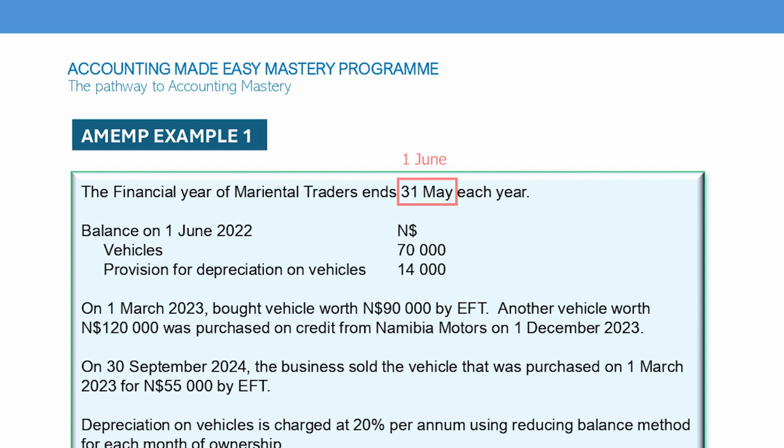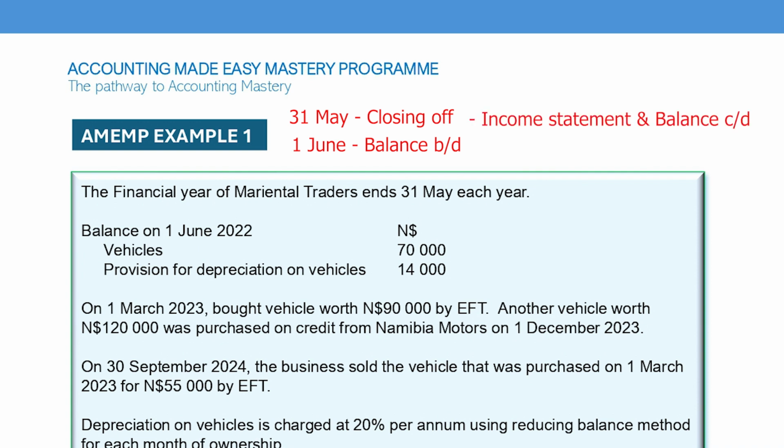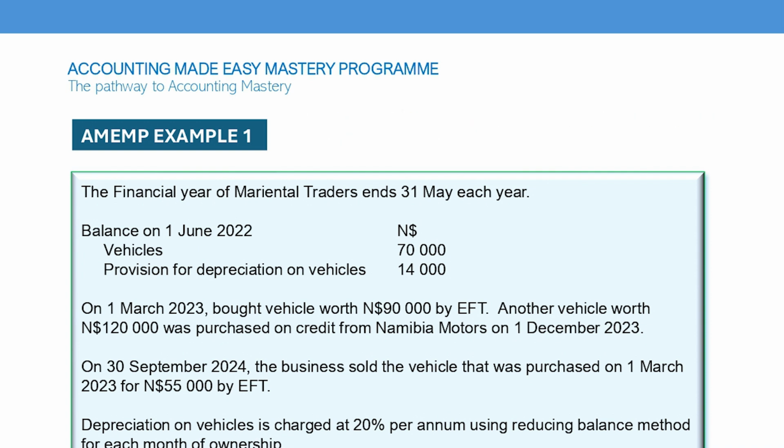Now, these two dates are very important in this topic because the 31st of May, we are going to use for all our closing off, and the 1st of June, we are going to use for our balance brought down. Now, the closing off is when we are closing off to the income statement and also to the balance carried down. So the 31st of May in this case is very important. So when you get 30th of September, then you know 30th of September is the closing off, 1st of October is the balance brought down.